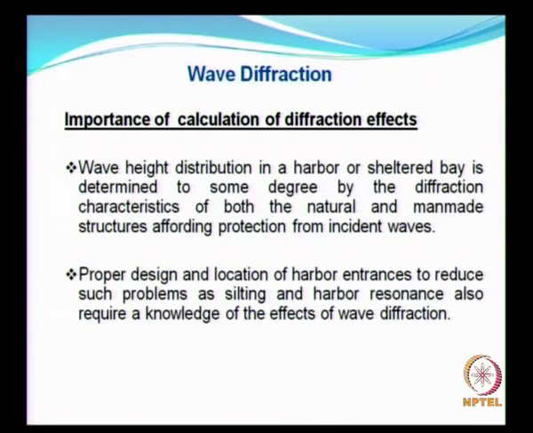Wave height distribution in a harbor or a sheltered bay is determined to some degree by the diffraction characteristics of both man-made structures as well as the natural obstructions, affording protection from the incident waves. Natural means what? As I said earlier, outcrops. Man-made is breakwaters.